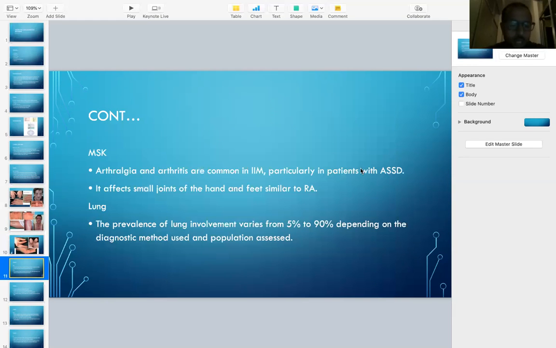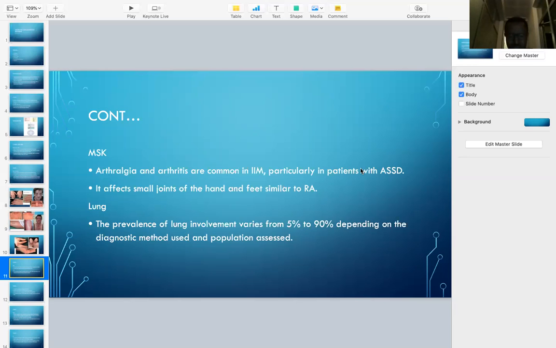The other is musculoskeletal involvement. Arthralgia and arthritis are common in myopathy, particularly in patients with anti-synthetase syndrome, and also in overlap diseases with RA and lupus. You may find joint involvement. It affects the small joints of the hands and feet, similar to RA, but the anti-synthetase associated arthritis is usually non-erosive, although erosive forms are also possible.